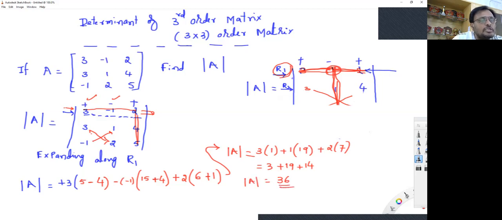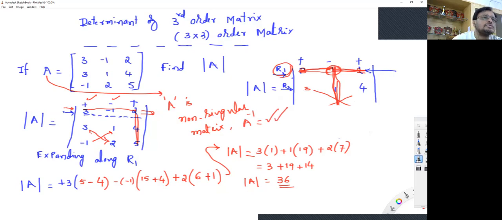Since the determinant is not equal to 0, this matrix is known as a non-singular matrix. So A is a non-singular matrix, and further in future we can find out its inverse also. Its inverse comes. So third order determinant, once again, we'll go.